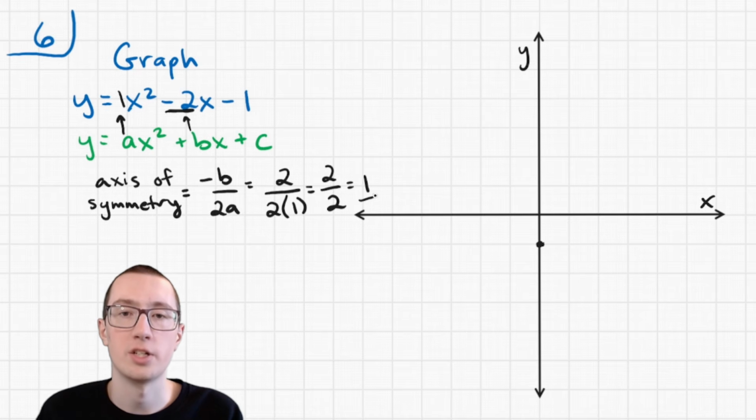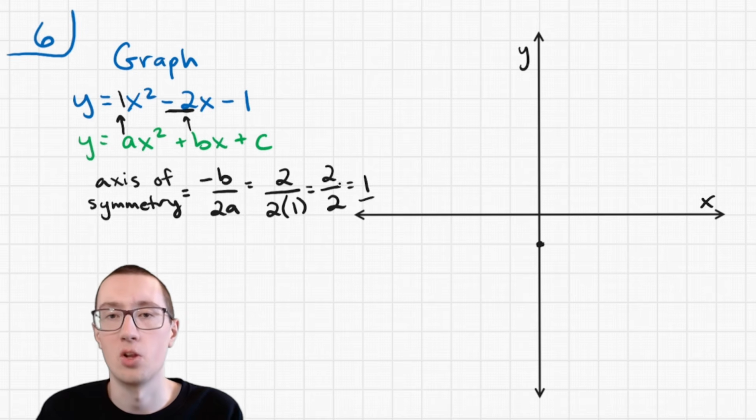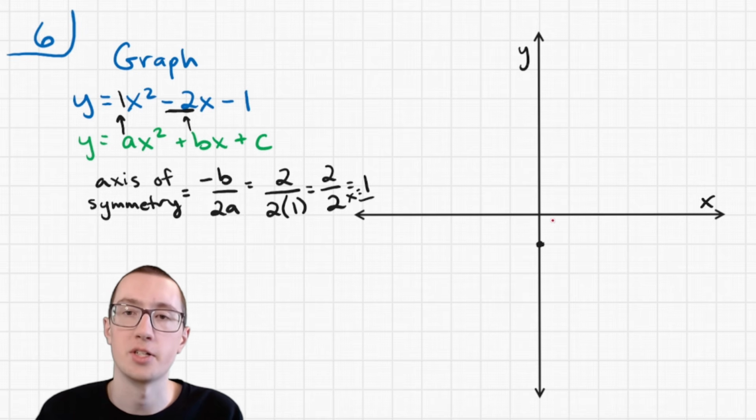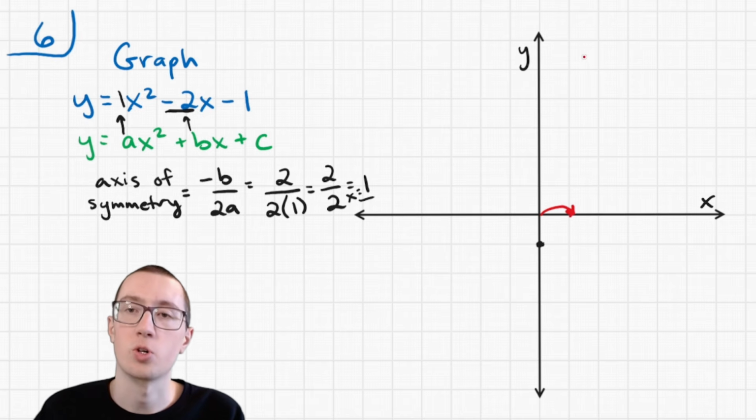So our axis of symmetry is, well, the axis of symmetry is a line. Technically, this is x equals 1. So our axis of symmetry, how we graph it, is we start in the middle, and because it's x equals 1, we need to go to the right 1. And right here, we're going to draw our line. This is going to be where the axis of symmetry is.